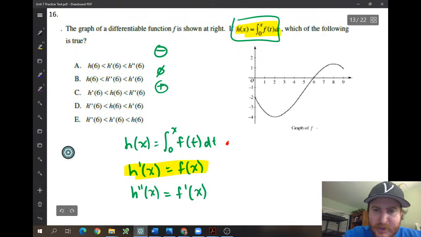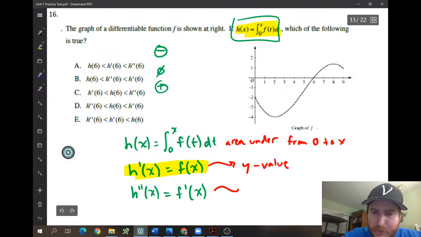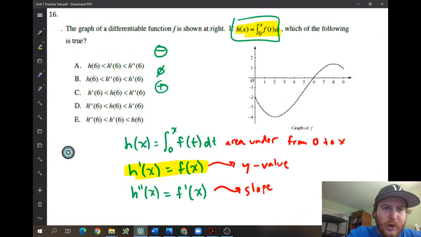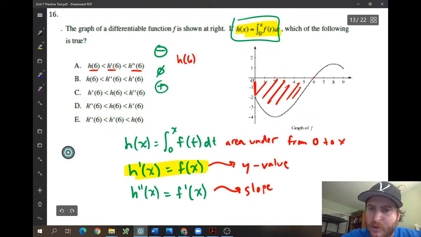Now, what is this? This is the area under the curve, from 0 to x. This would be the y value, and this would be the slope. Right? So now let's actually go ahead and do that. So we're comparing h of 6, h prime of 6, and h double prime of 6. So h of 6, that's going to be my area from 0 to 6. Well, that's a negative area. So h of 6 we know is negative.